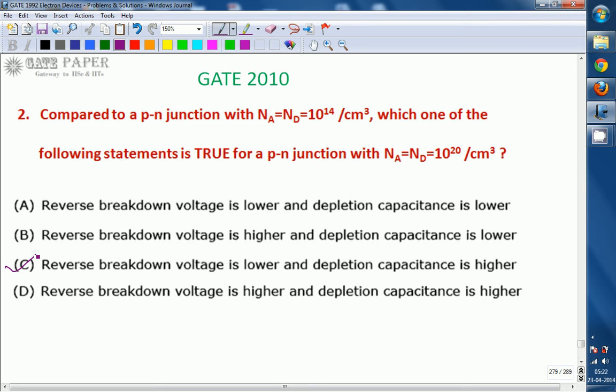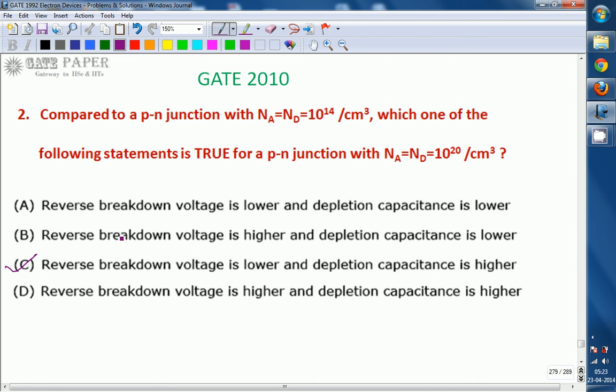Reverse breakdown voltage is going to be lower and depletion capacitance is higher as the doping concentration on both sides increases. The meaning of the question is: as you increase the doping concentrations on both sides, Na and Nd, what happens to the reverse breakdown voltage and what happens to the depletion capacitance. This is the actual meaning of the question asked. So as doping concentrations on both sides increase, reverse breakdown voltage gets lower and depletion capacitance becomes higher. Now we will prove this one.